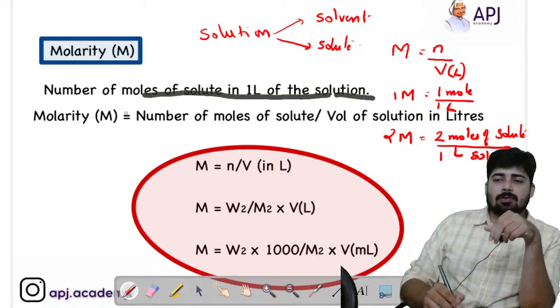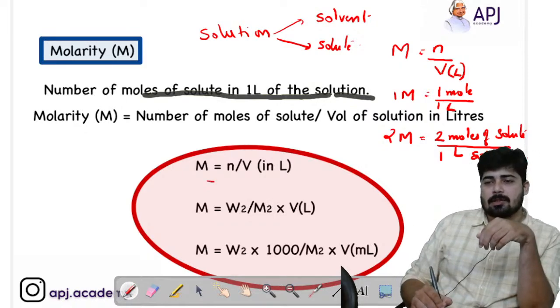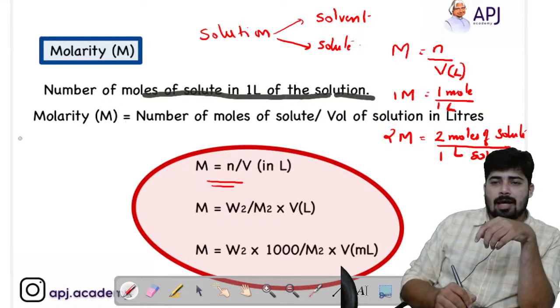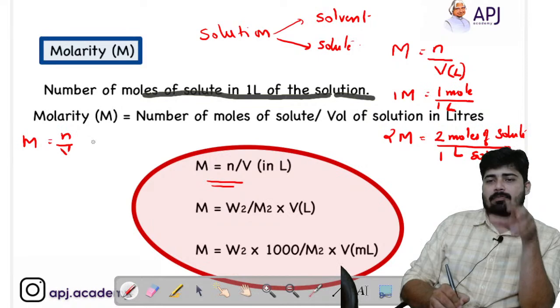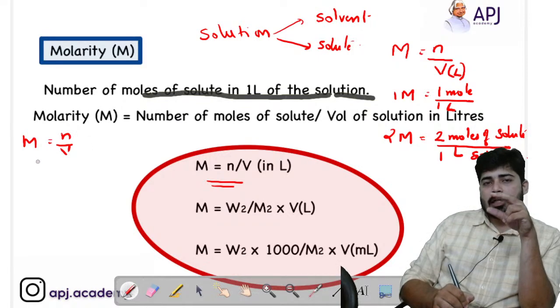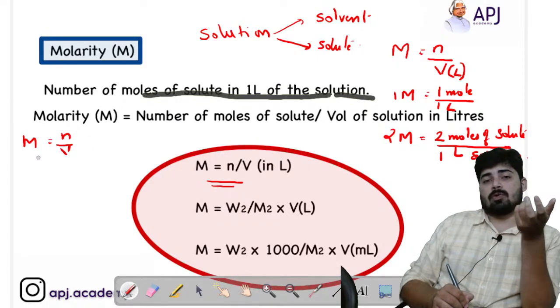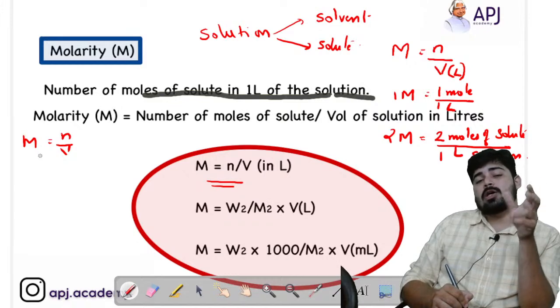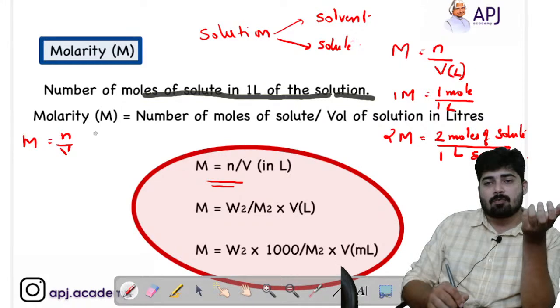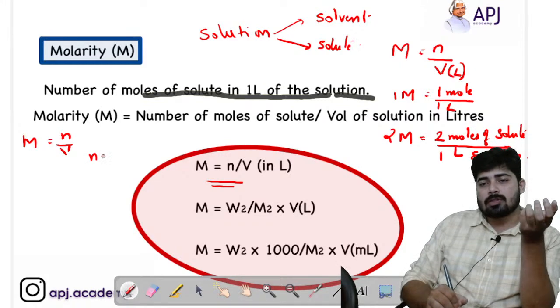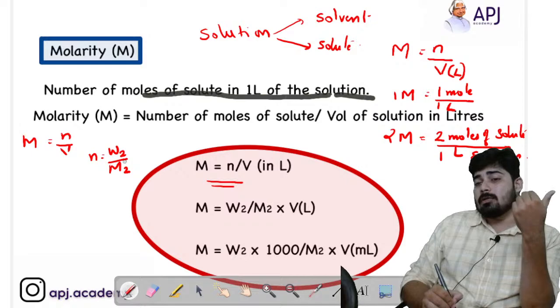Now I have given you 3 equations. Let's focus here. I have told you that molarity M means number of moles by volume in liters. It is the simplest form. Now if you are not given the number of moles, then we know the formula to find the number of moles: number of moles is equal to weight of solute by molar mass of solute. Here the number of moles is with regard to the moles of solute.